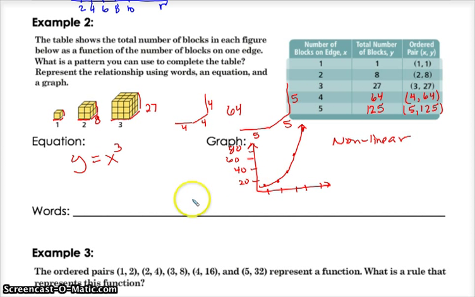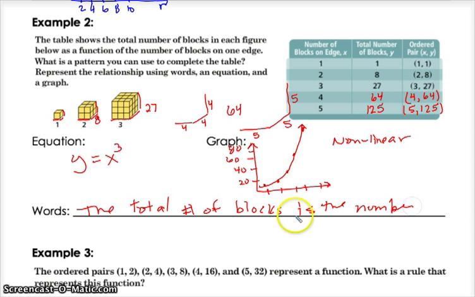And to explain this in words, I could say the total number of blocks is the number of blocks on one side raised to the third power.